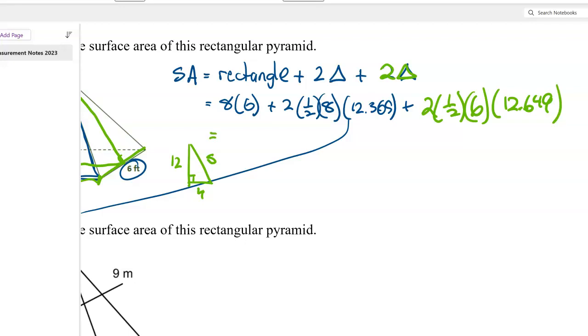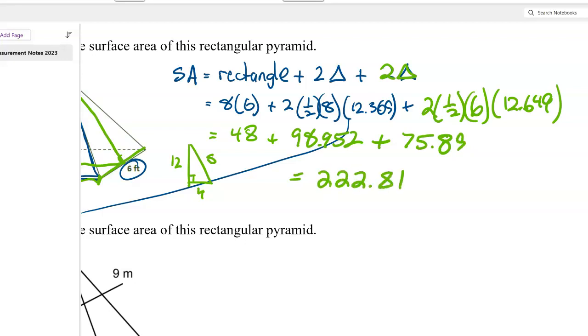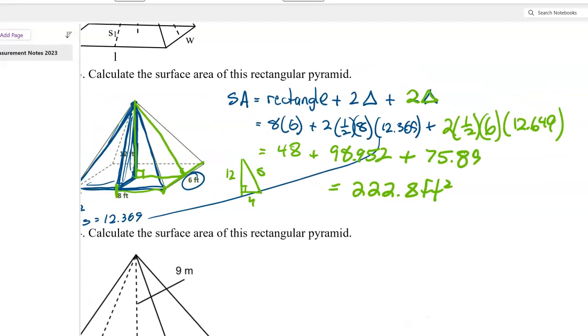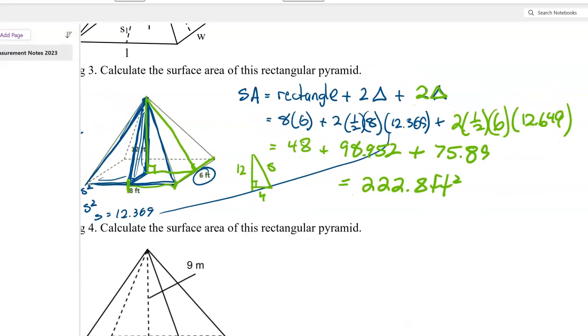Okay, so let's add this up. 48 plus 98.952 plus 75.89 gives me a total of 222.8 feet squared. Now if you're worried a little bit about the decimals, I would say keep as many decimals as you can. I'm only writing a few out each time, but I'm trying to keep them all on my calculator when I do the question.